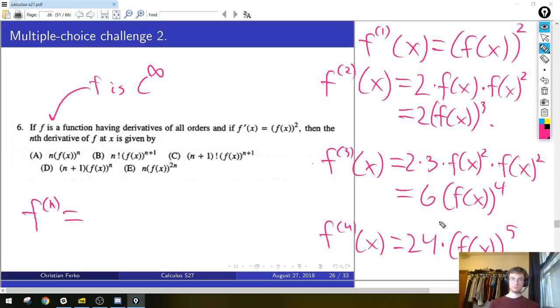I'm inclined to believe that it is B. B, yeah. Looks right. N factorial f of x to the power n plus 1. And indeed that's correct. So why is that correct? Well, the factorial is because you multiply by every number as you differentiate up, because first you multiply by 2, then you multiply by 3, then you multiply by 4, then you multiply by 5. So this is building up the factorial from the bottom. That's where the factorial comes from. The n plus 1 comes from starting with 2 and then each time adding 1. Right, so it's going to be n plus 1 in the exponent. And indeed that's the right answer.